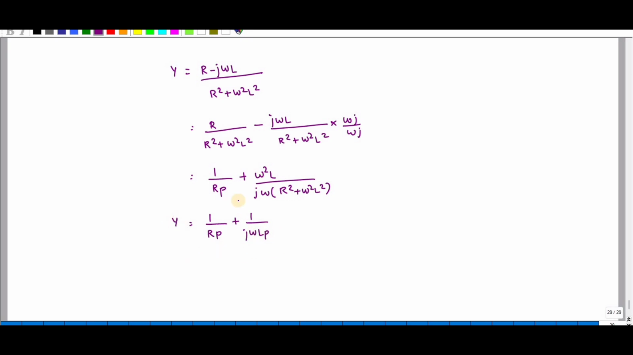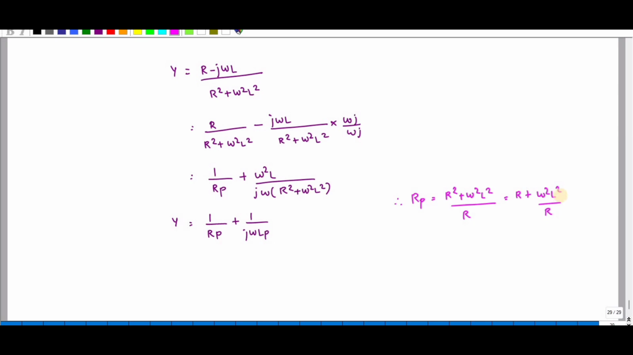Okay, so what is now my Rp? Rp is nothing but R square plus omega square L square by R, this one, right? So this I can write as R plus omega square L square by R.